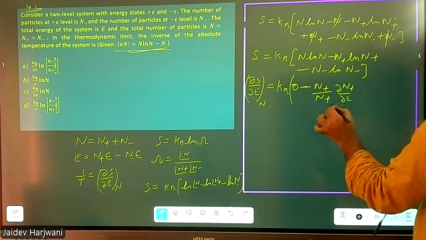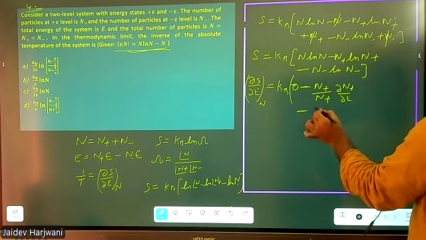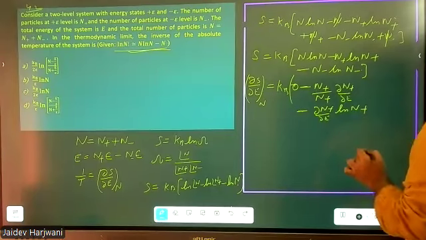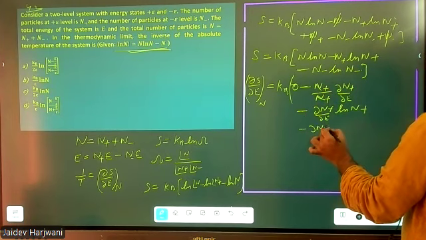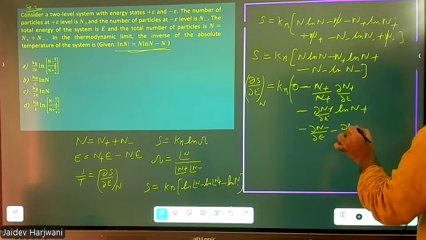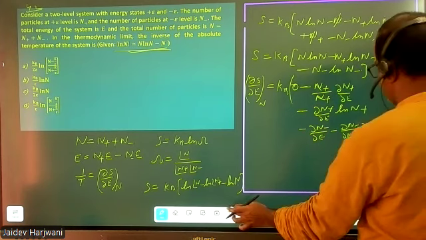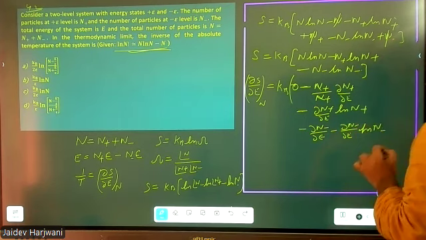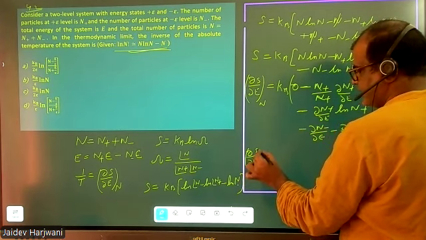Okay, and if I differentiate one more time this one, so this will be del n plus del e, and ln n plus will be as it is. Similarly here, so this cancels out. Similarly, if I do this one, this will give me del n minus del e, minus del n minus del e ln n minus. Okay, so I can write now del s upon del e.